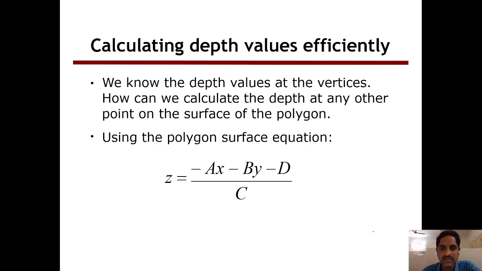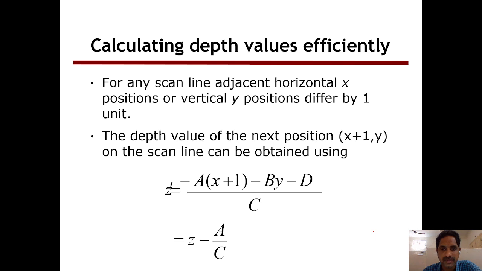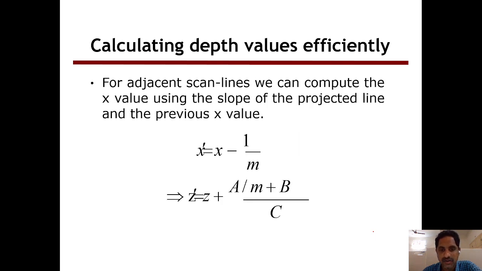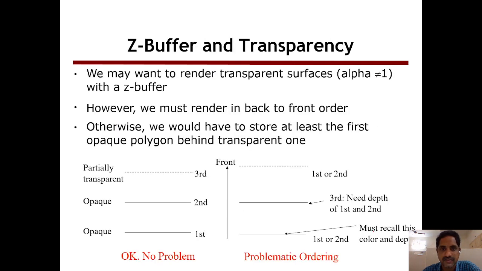For calculating depth values efficiently, we use these equations. The base is the polygon table equation, z equal to minus Ax minus By minus D over C. Using scan lines, based upon that we can find z minus a by c, and z dash equal to z plus a by m plus b by c, and x dash equal to x minus 1. Whenever the slope is vertical, m is infinity, then z dash you can calculate as z plus b by c. So these are examples.